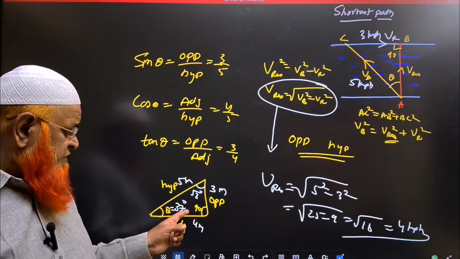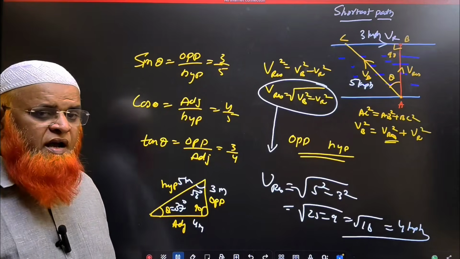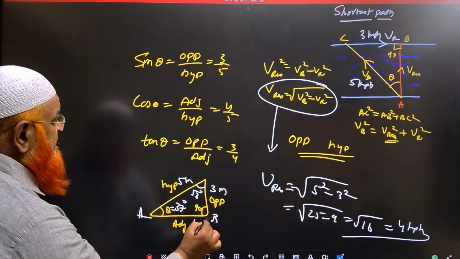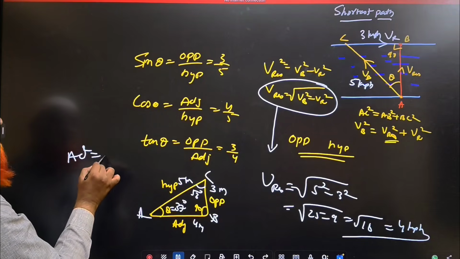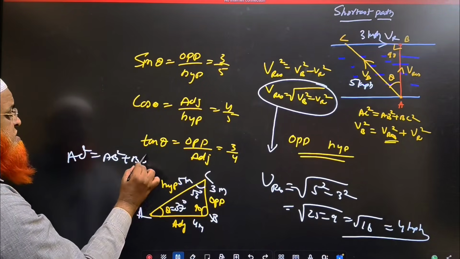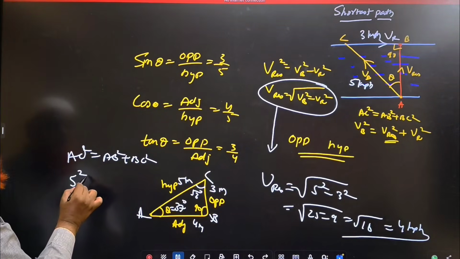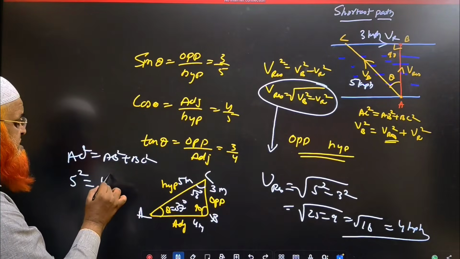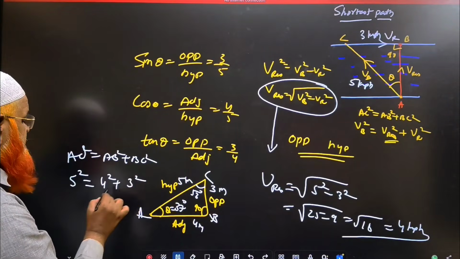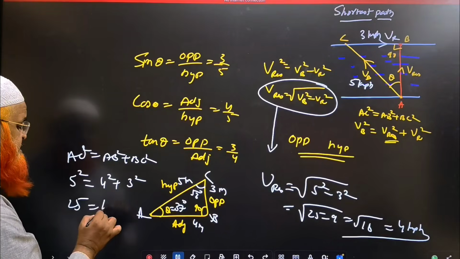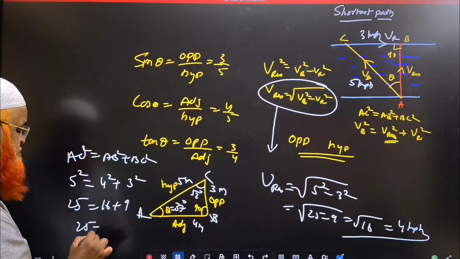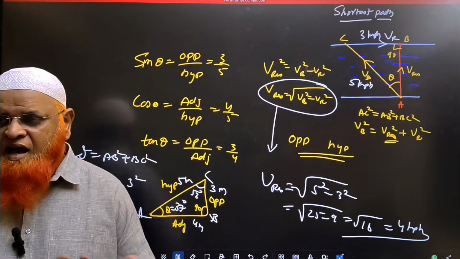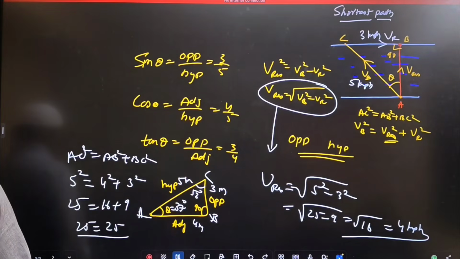Okay, that's why I said if this is 3, this is 4, this is 5. Why? I'll prove it with Pythagoras theorem. See, here this is A, this is B, and this is C. You said AC square is equal to AB square plus BC square. So what is AC square? AC square is 5 square. I have to prove that LHS is equal to RHS. And AB square is nothing but 4 square. And BC is nothing but 3 square. So 5 square is 25. And this is 16. And this is 9. 16 plus 9 is 25. So that's Pythagoras theorem. We have proved that LHS is equal to RHS. Is it understood to you?